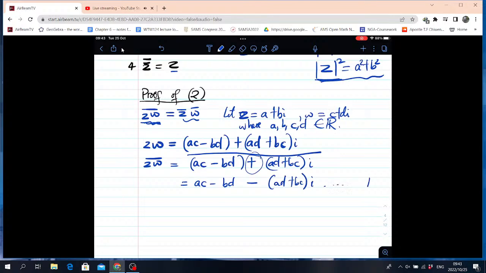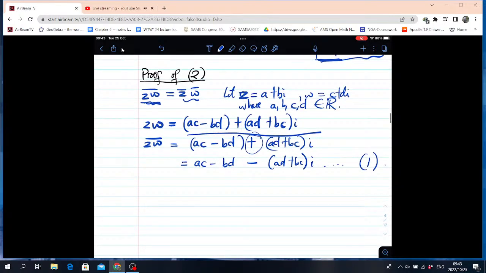So if we call this 1, let's now look at the other side. So this was the left-hand side of our statement here. Let's look at the right-hand side. So the right-hand side is going to be Z bar times W bar, so the conjugates there. And what is this? This is the conjugate of A plus BI, times the conjugate of C plus DI, which we write like that, right?